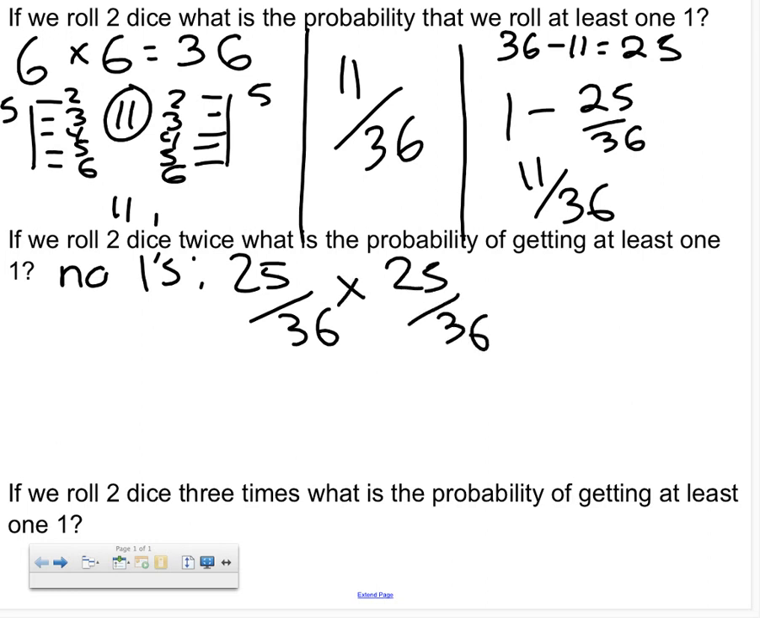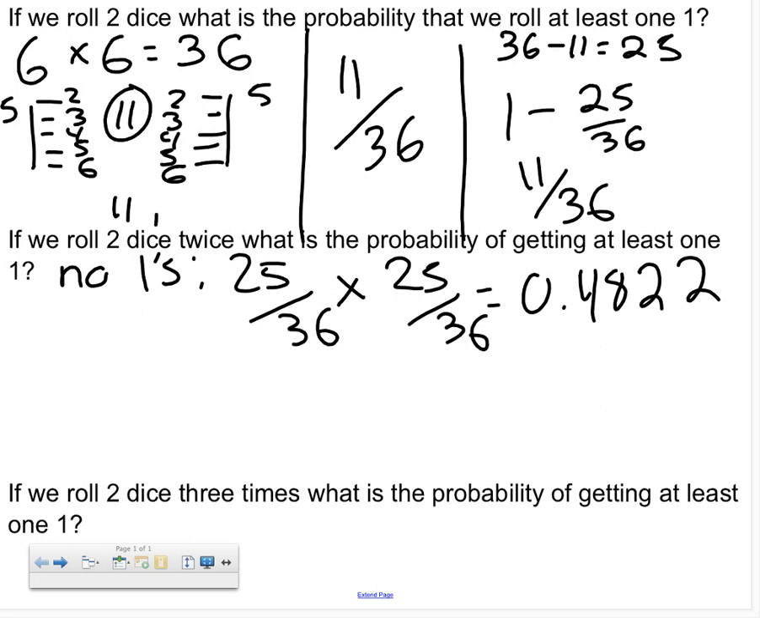So I'm going to multiply these together to get the chance of getting no 1s in either roll. Okay? So this probability that I'm about to get here is 0.4822. That is the chance of getting no 1s at all in either of your 2 rolls.